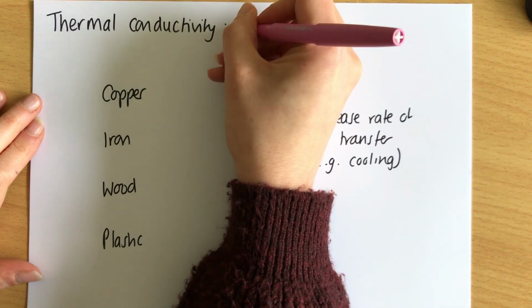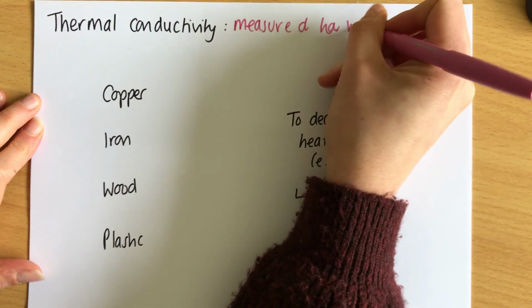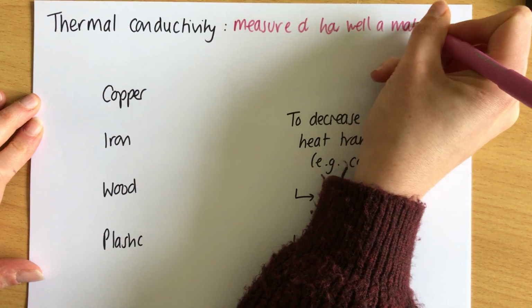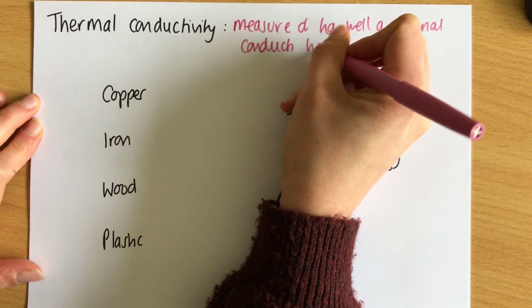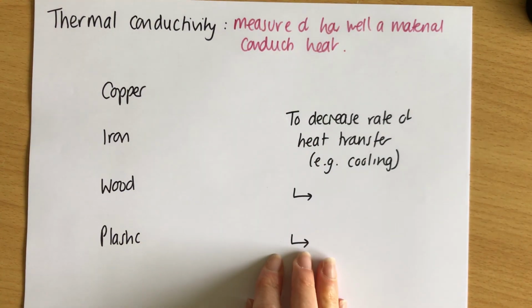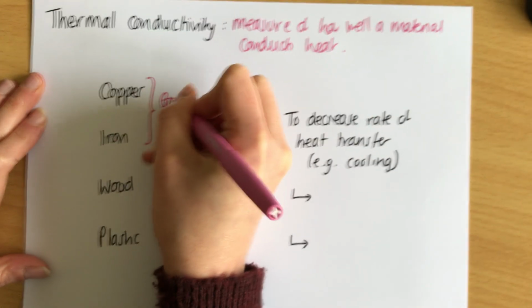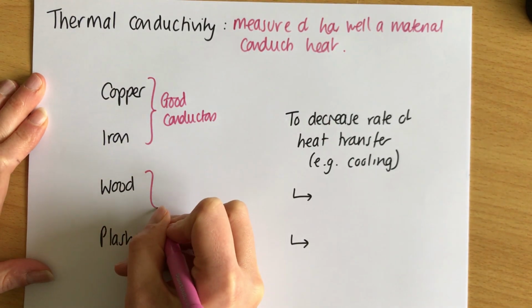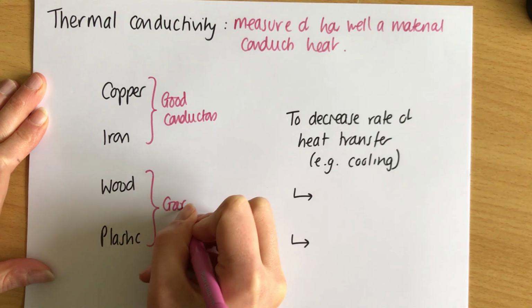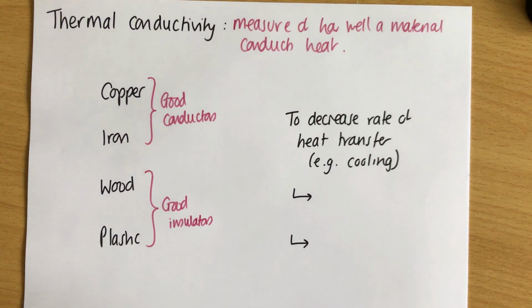Now, thermal conductivity is a measure of how well a material conducts heat. Now, if I look at this list of materials, I've got here copper, iron, wood and plastic. And copper and iron, I would generally say, are good conductors. That means that heat can easily travel through them. And wood and plastic, I would say, are good insulators, which means they stop heat travelling through them. And they both have their pros and cons, depending on the situation.